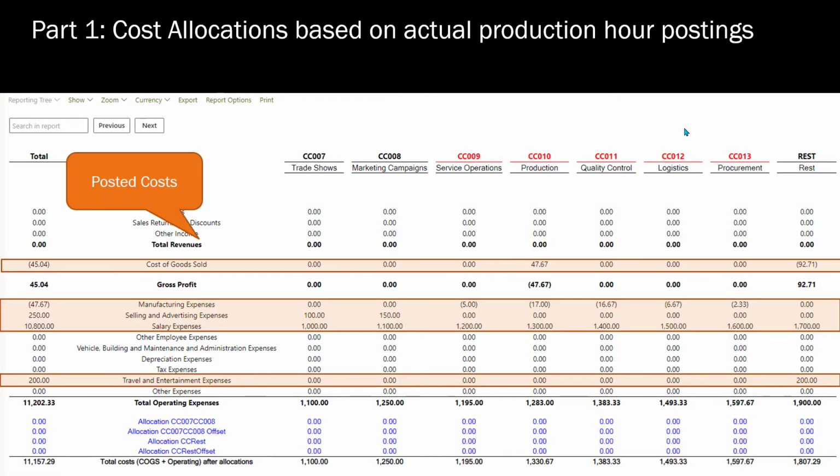And what I did is I posted a production. Therefore, we have here cost of goods sold and here some manufacturing expense. It's basically the transaction that is created when you enter a production order. Then I posted some selling and salary expenses and some travel. So some basic transactions just to have some numbers here that we can then check out and investigate.